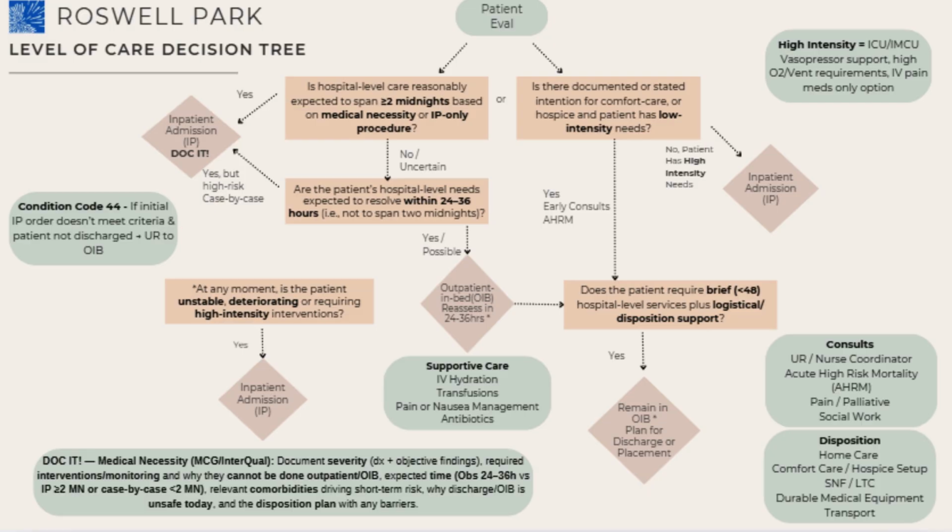Across all branches of the decision tree, we emphasize early engagement with UR and nurse coordinators, the acute high-risk mortality team, pain and palliative care, social work, and home care or hospice partners. These teams support safe transitions, avoid delays in discharge, and help ensure patients receive the right care in the right setting. Throughout all of this, documentation is essential.